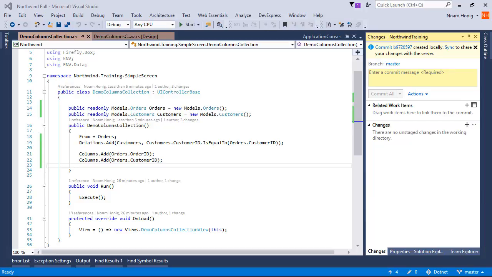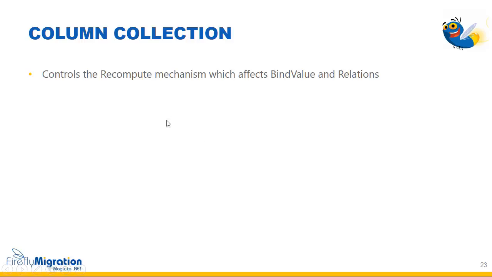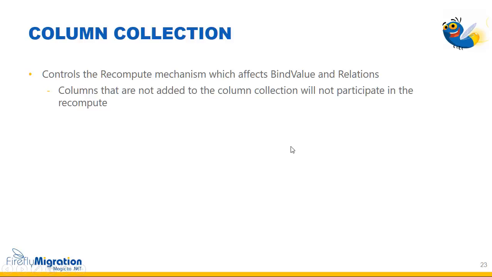Great. Now let's talk about the second role of the column collection. And the second role is to control the recompute mechanism which affects the bind value and relations. So let's start with the theory. Columns that are not added to the columns collection will not participate in the recompute.